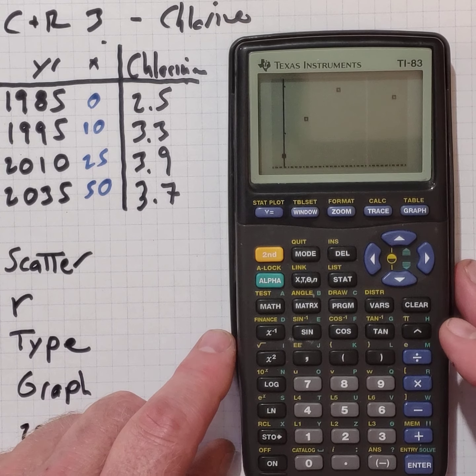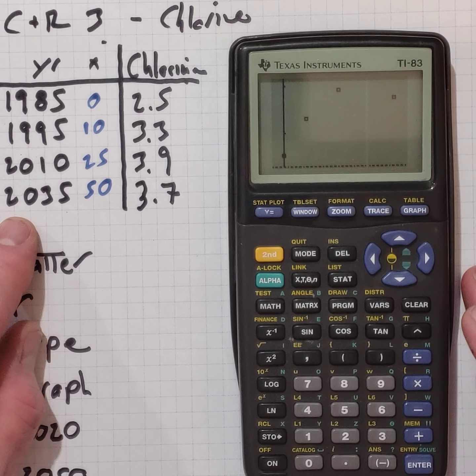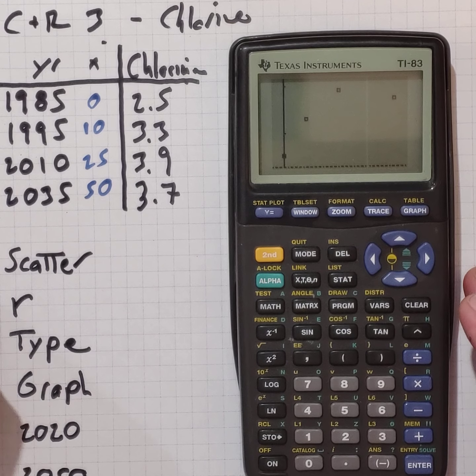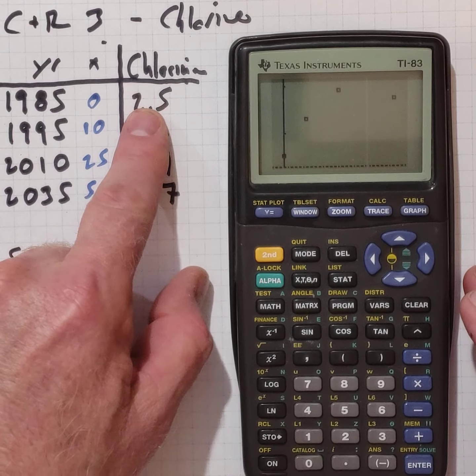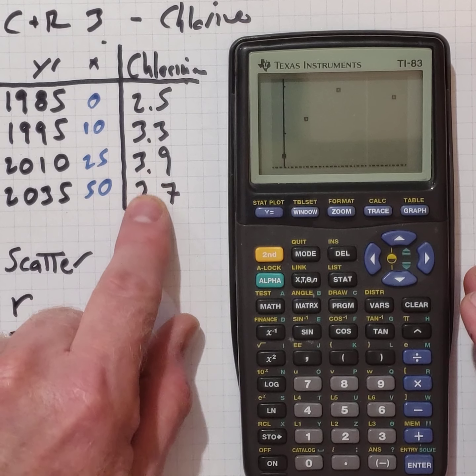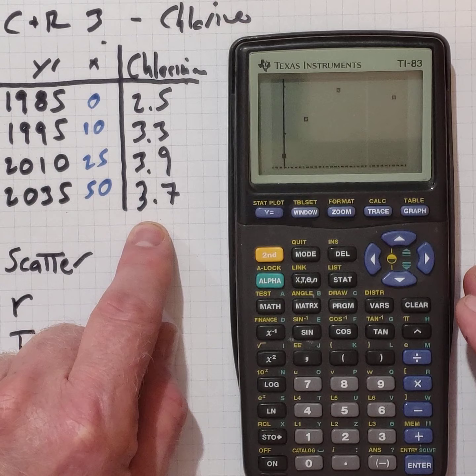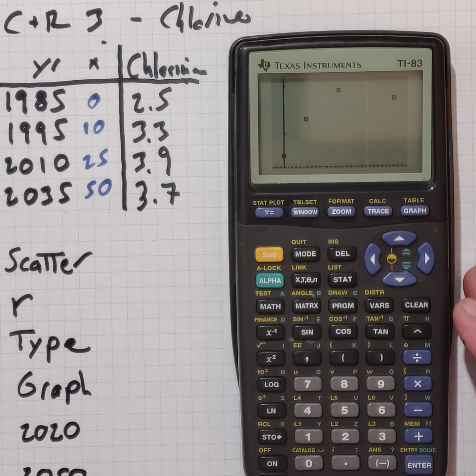And that should give us our scatter plot of the 4 data points that we've got there, and we do see all 4. And it matches with what we see. It went from 2.5, 3.3, 3.9, and then back down to 3.7. So up and then back down.